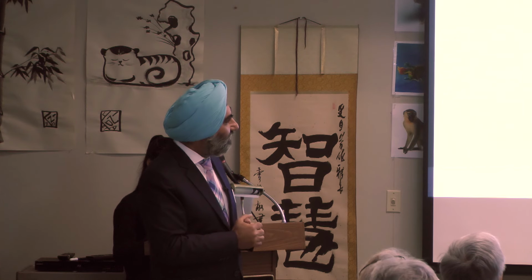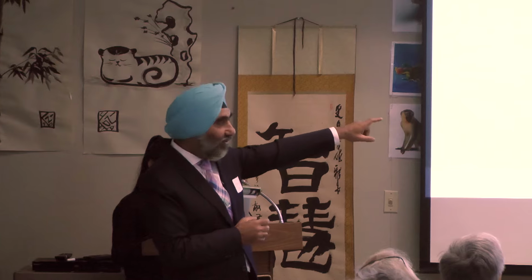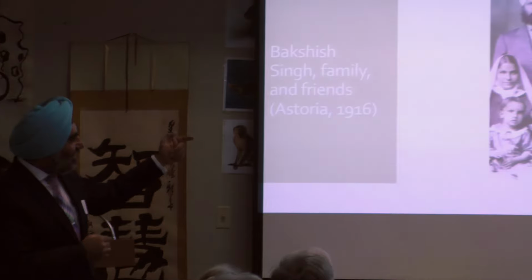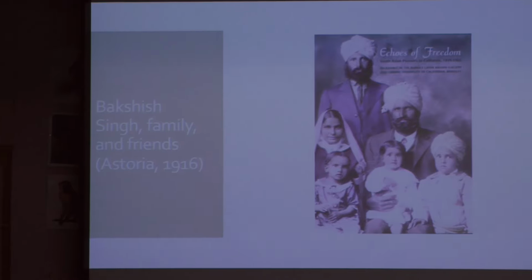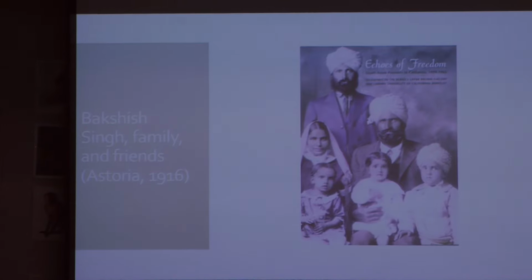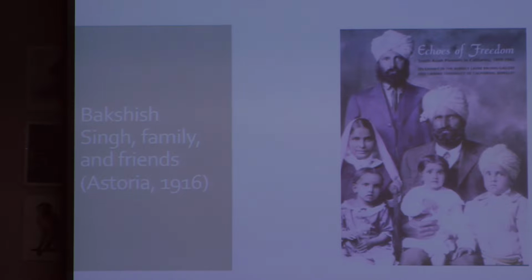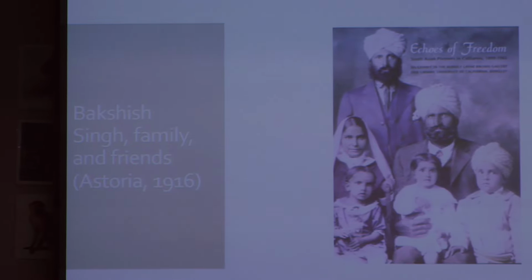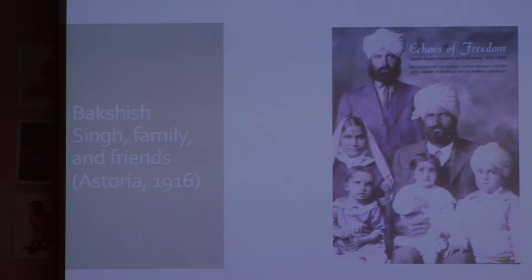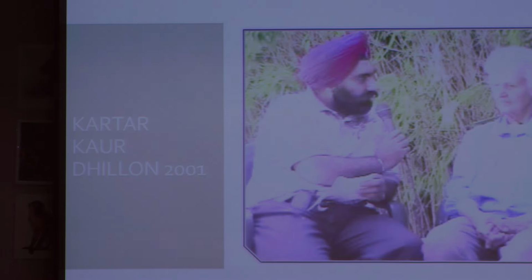So this is the family of Bakhshit Singh, the fine-looking man in the middle, and his daughter, the one sitting in the lap. This picture is from 1916. Her name was Kartar Kaur Dillon, and she lived in Oakland. And I interviewed her about 17, 18 years ago, and she will describe how the Sikhs were treated in California at that time. Let's play that video.